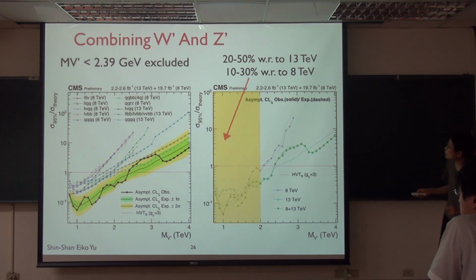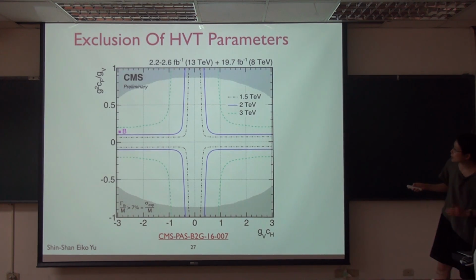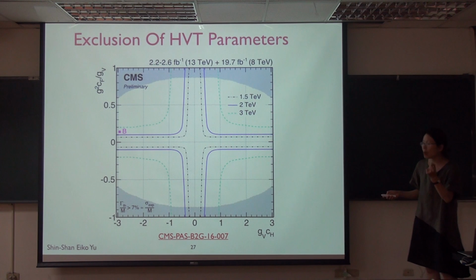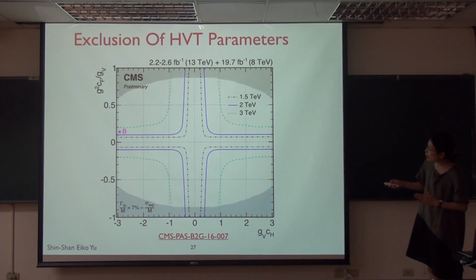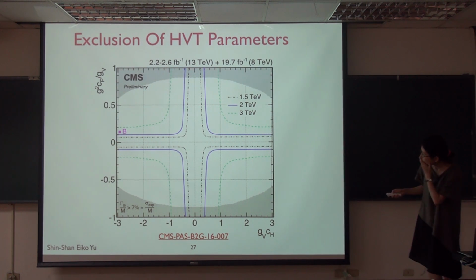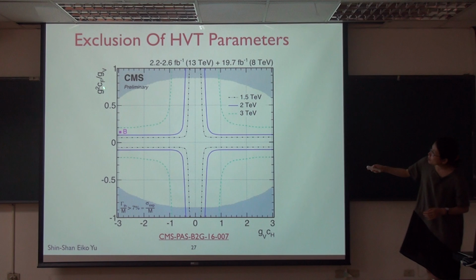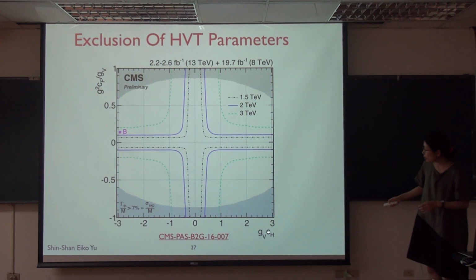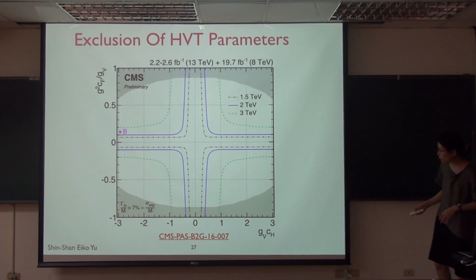Okay, all right. So what I showed you earlier was just the limit based on one particular parameter point with gV equal to 3. We can also scan our parameters and exclude the parameter space for different parameter values. And so what you see here is the two parameters, the two couplings I just told you. Just to remind you, this one represents the couplings with the fermions, and this one represents the couplings with the Higgs bosons and the longitudinally polarized vector bosons.